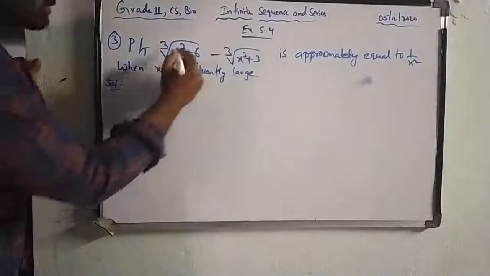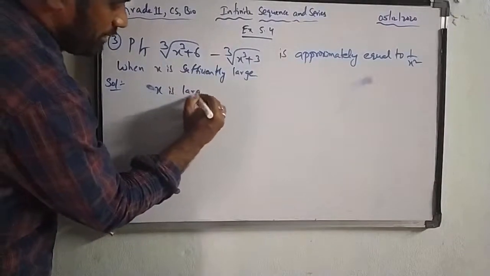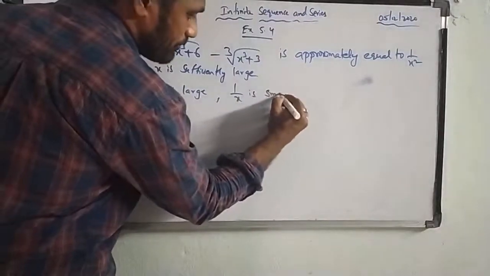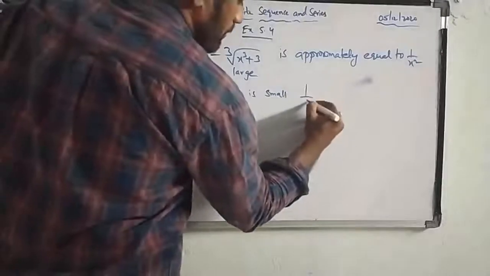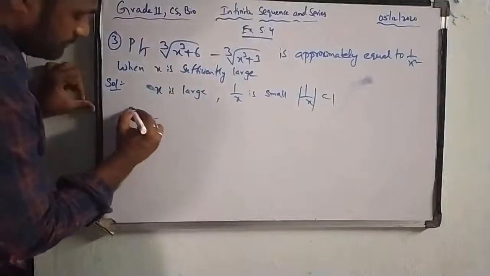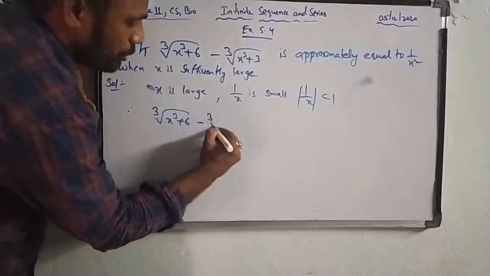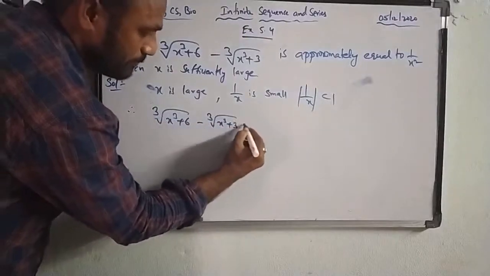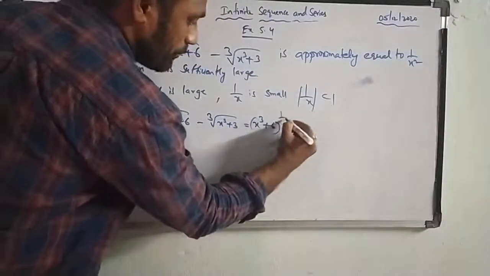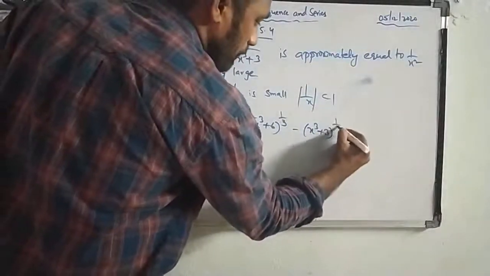Now let us take this cube root. Here, given x is large. If x is large, then automatically 1 by x is small. Therefore, mod of 1 by x is less than 1. Let us take this cube root of x cube plus 6 minus cube root of x cube plus 3. This can be written as (x cube plus 6) whole to the power of 1 by 3 minus (x cube plus 3) whole to the power of 1 by 3.